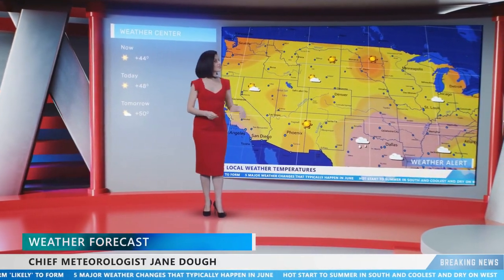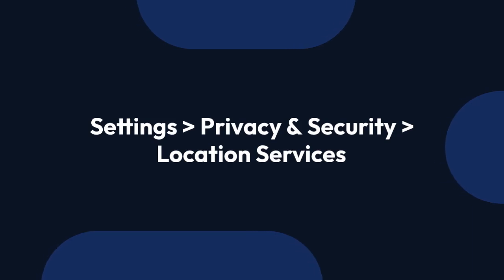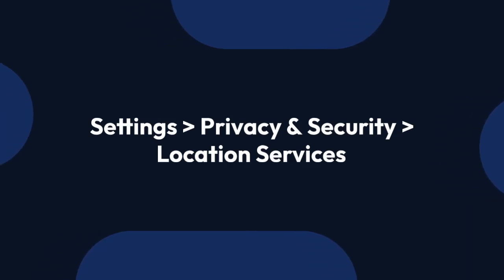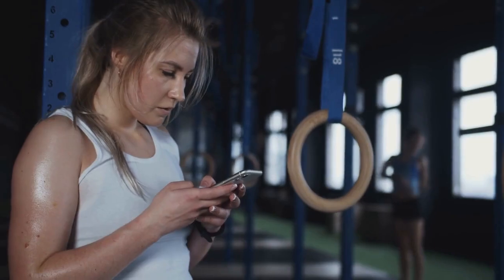5. Location services. Apps that require location data, such as weather apps or mapping apps, will need location services enabled to function properly in the background. This feature is controlled in your iPhone's Settings, Privacy and Security, Location Services. Choose what level of location access each app has.